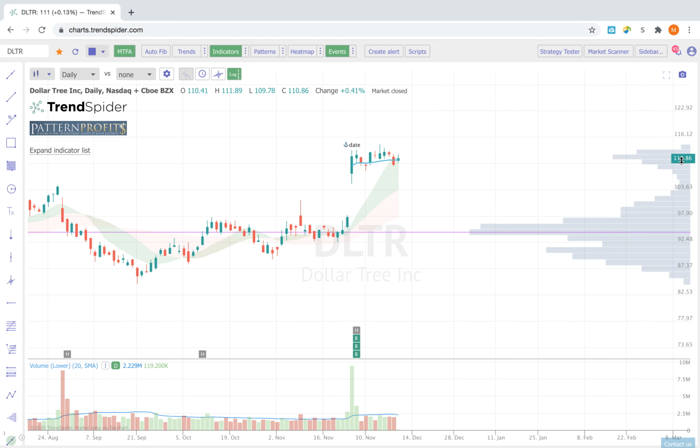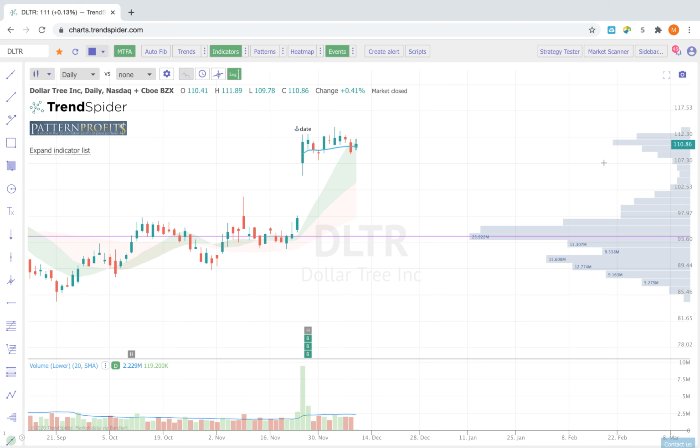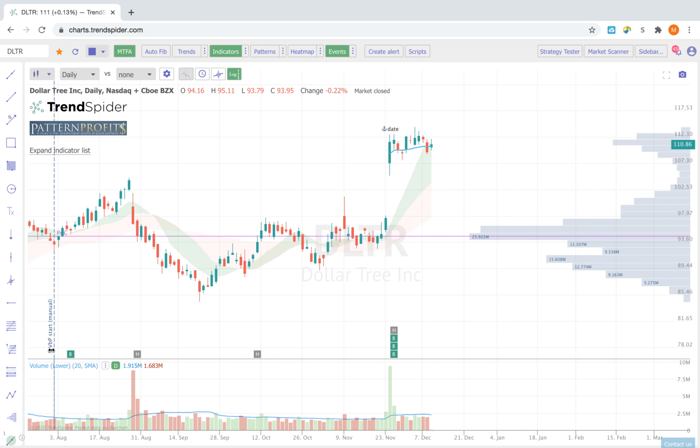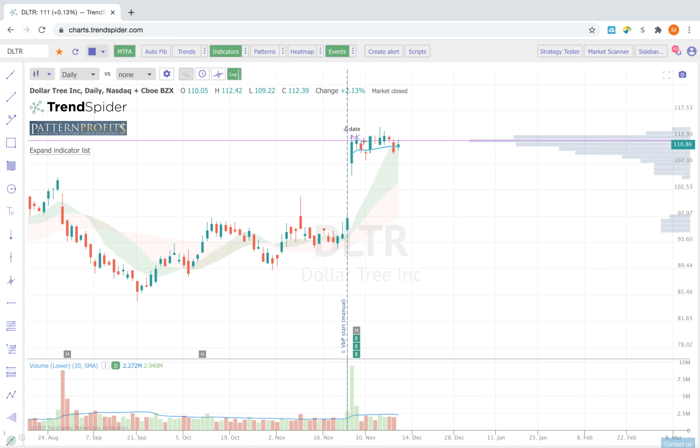I'm hoping that this helps you see, number one, how easy it is to scan for these inside days and find ones that are actionable, because as you scroll through them, you're looking at volume shelves, you're looking at whether it's moving averages or volume weighted average price, whichever you prefer, using those other indicators to find opportunities like what we see here in Dollar Tree.